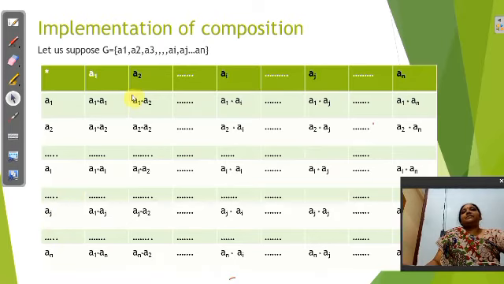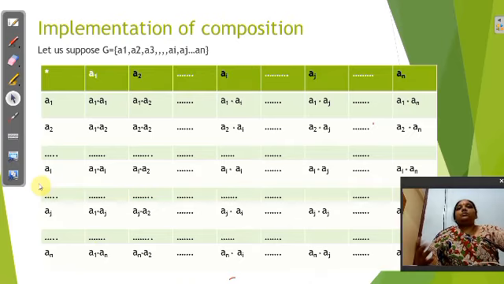Next I am multiplying with aj. Next I am going to multiply with an: an into a1, an into a2, an into ai, and so on. The last element will be an into an. Like this I am filling the whole table.